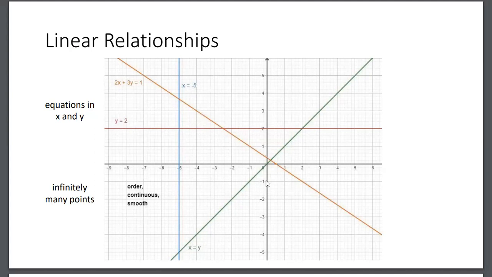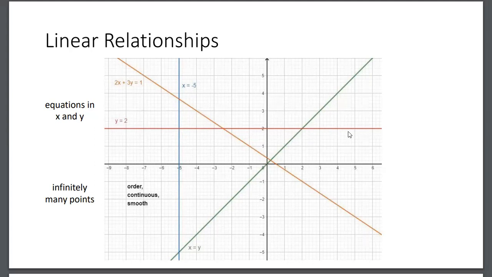Here's a line over here, x = y. It goes right through the origin. And notice, for example, the ordered pair (1, 1) is on it, (2, 2), (3, 3). Notice the x and the y's are always equal. (-3, -3), x = y.